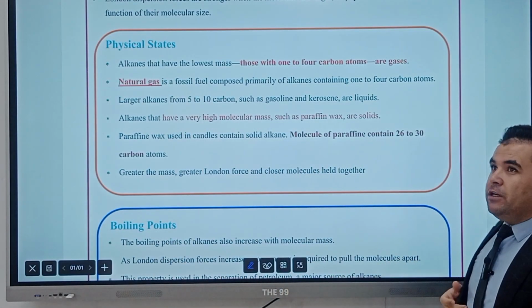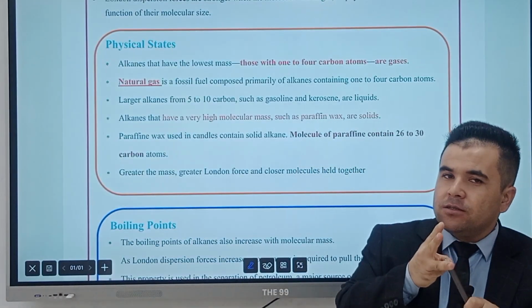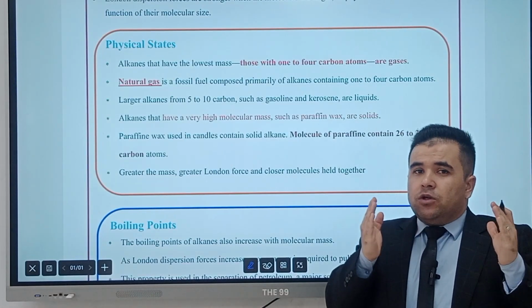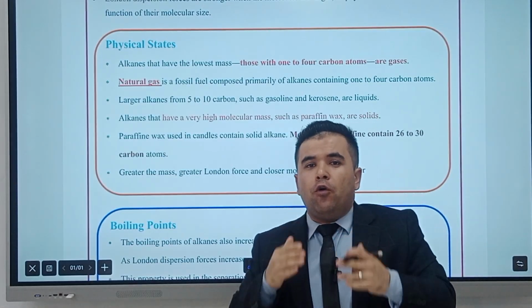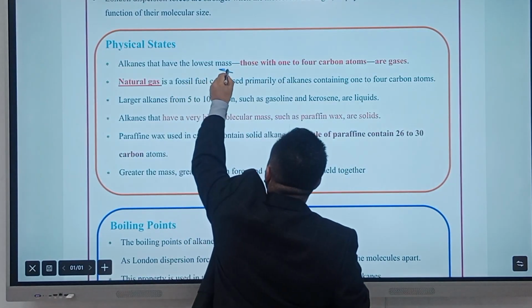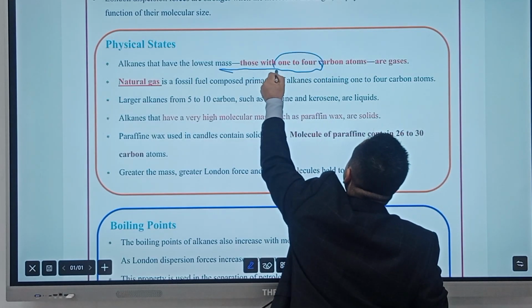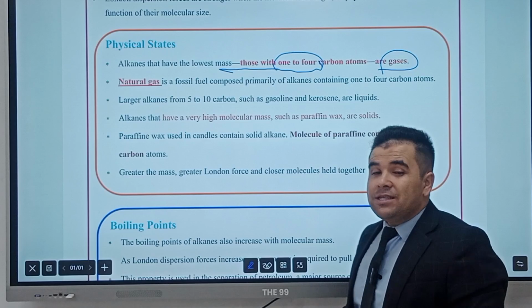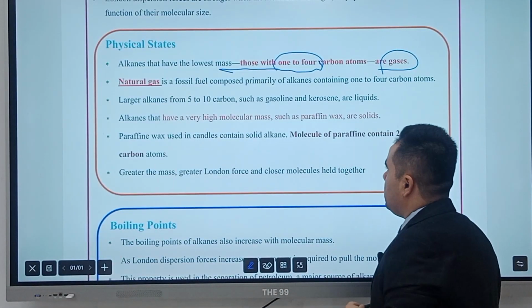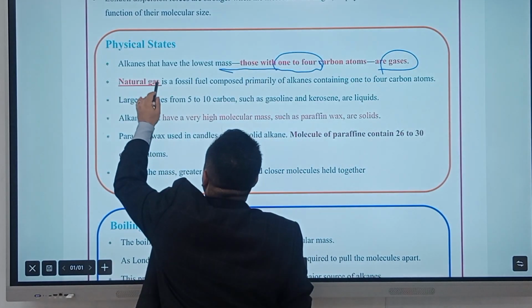Let us talk about the physical states of the alkanes. Alkanes exist in three physical states: gases, liquids, and solids. The lower alkanes of C1 till C4 are all gases. So the alkanes with the lowest masses, C1 till C4, are gases. These gases we call the natural gases, which we obtain from the production of the petroleums in the refineries, in the oil wells.